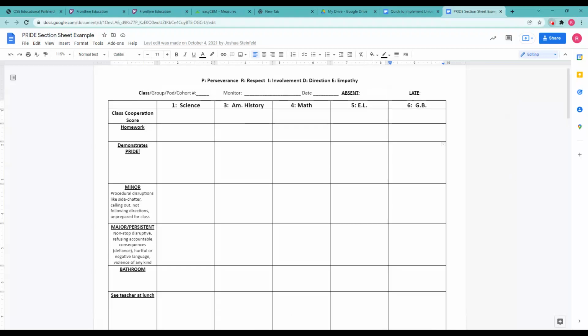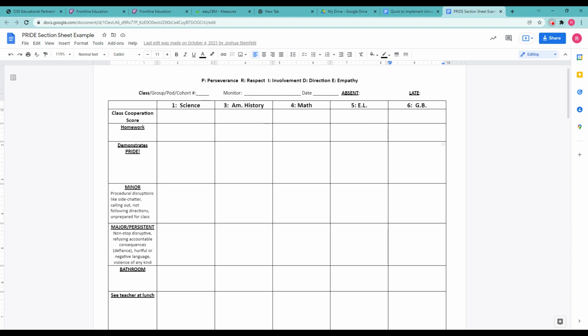Hello everyone, I'm going to take just a couple of quick minutes to show off this quick to implement universal behavior support called a section sheet. So basically what you'll see here is, in some ways, a self-contained PBIS system. There's a couple of things on this that I'm going to point out.